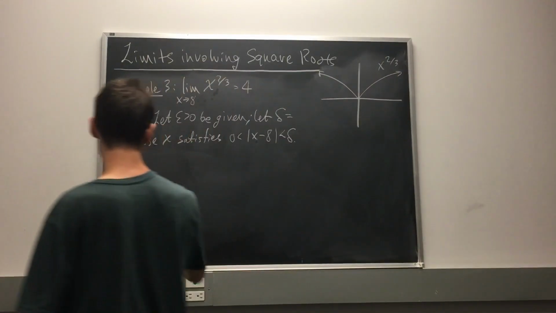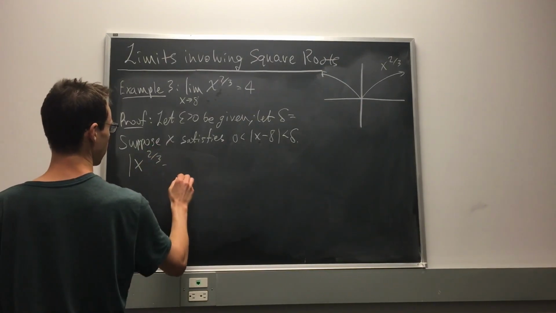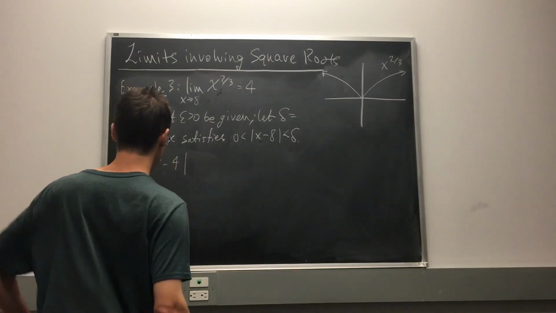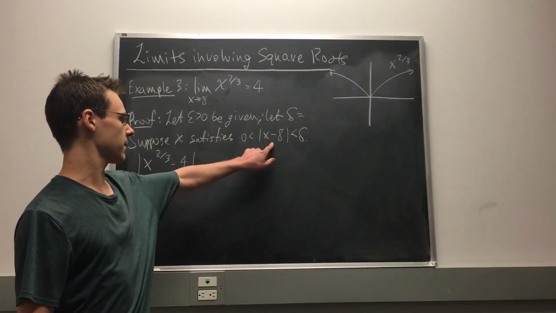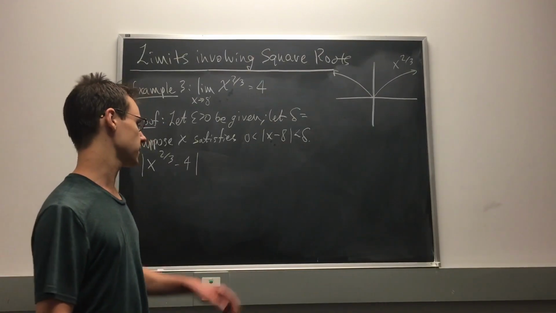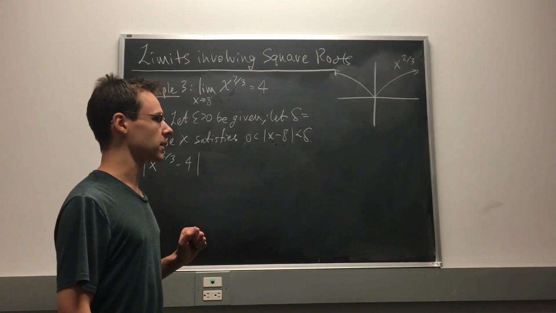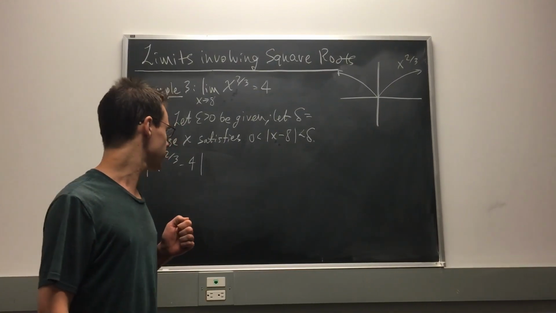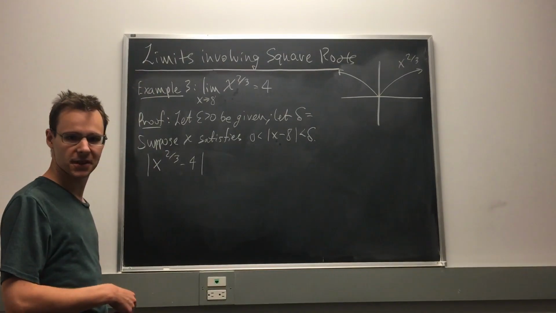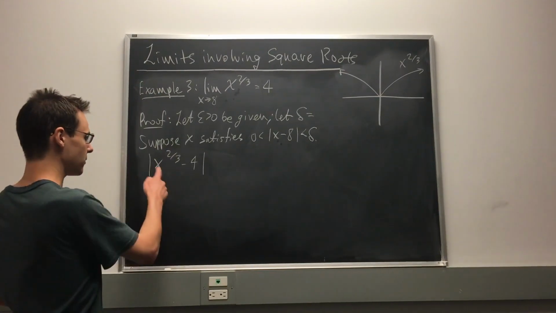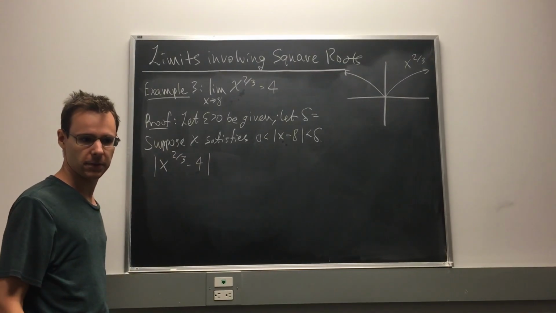We'll begin with x to the 2/3 minus 4. And we want to mess around with this, and hopefully somewhere along the way an x minus 8 is going to pop up. And we can bound that by delta and bound the rest of the junk that we get along the way with a constant. And now we're looking at this and we're stuck. How do you rationalize this? Or what is the conjugate that we have to multiply by?